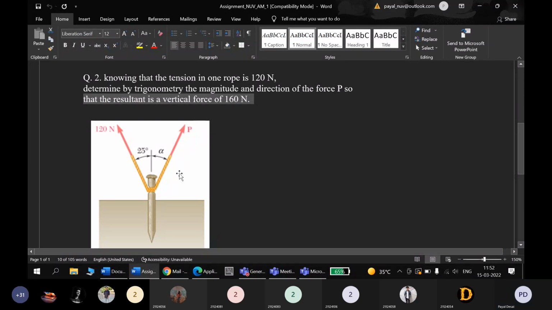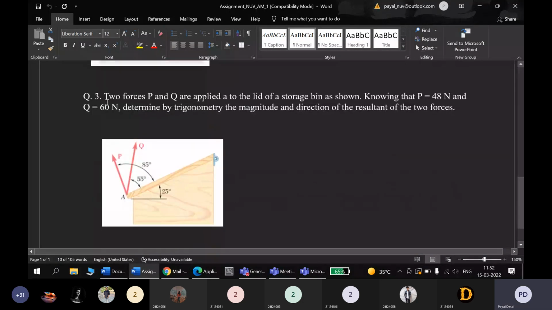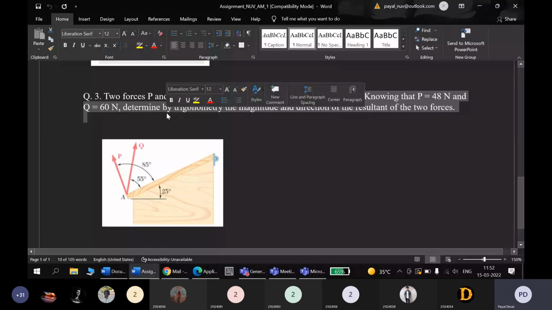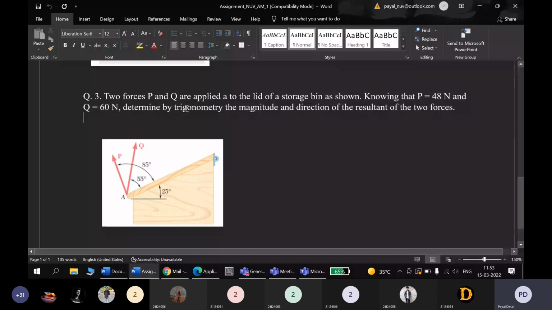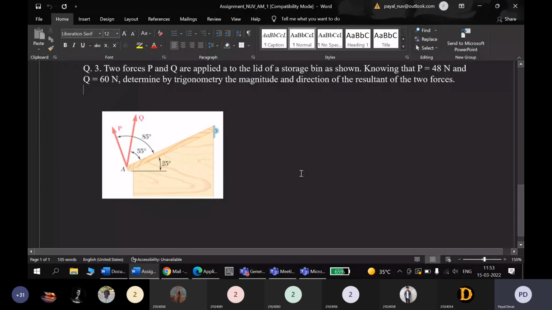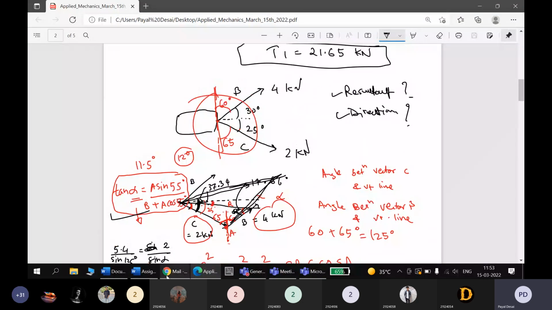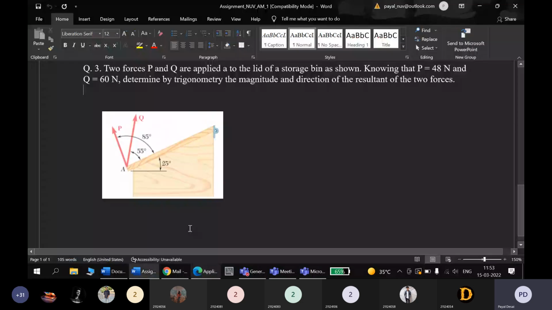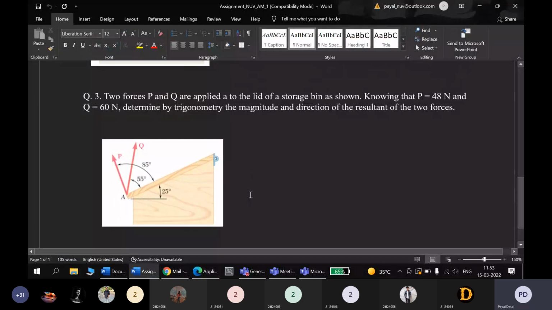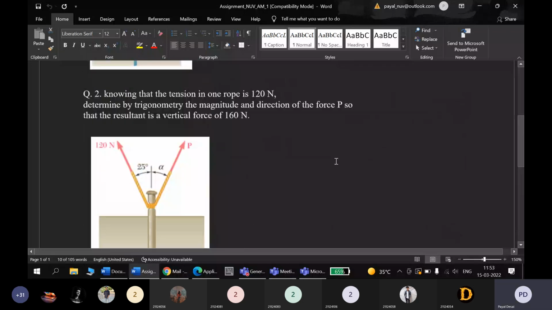तो आपको force P मिल जाएगा. उसके बाद ये example है, two forces P and Q are applied to the lid of the storage bin. Knowing the resultant, I mean these forces, determine from trigonometry the magnitude and direction of the resultant of the two forces. So this example is similar to the last, सबसे लास्ट में अभी जो हमने किया है उस टाइप का होगा, जहाँ पे रिजल्टेंट का डायरेक्शन आपको नहीं दिया है. ठीक है, यहाँ पे रिजल्टेंट का डायरेक्शन नहीं दिया है, यहाँ पे रिजल्टेंट का डायरेक्शन दिया है.